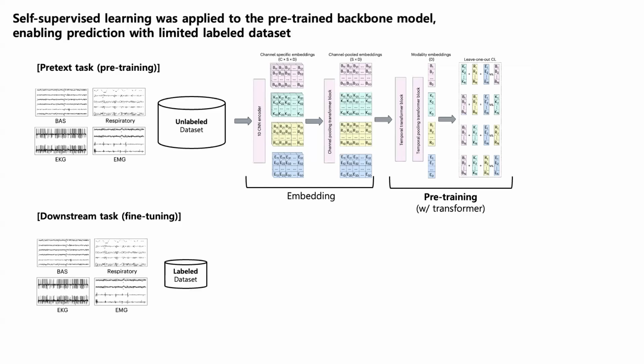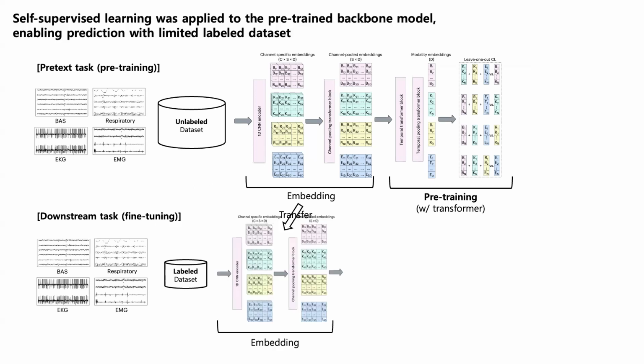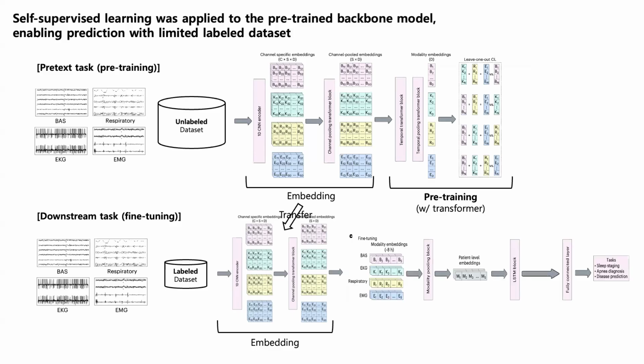And then we have a limited label dataset. Then we just transfer the embedding layer. The transfer means they copy and paste the weights. And then they try to fine-tune using an LSTM, long short-term memory layer, and then they do multivariate classification.